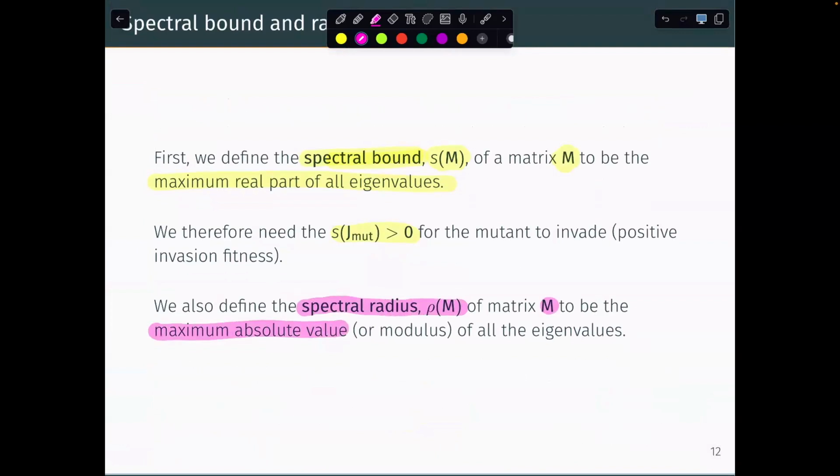So close to our spectral bound, but now we just take the absolute value, or the modulus, of all of our eigenvalues, and we find the maximum of those. These are just definitions from linear algebra. And we're not going to go into the details of where the following theorem comes from, because that's not really the purpose of this course. We're just going to use this result.